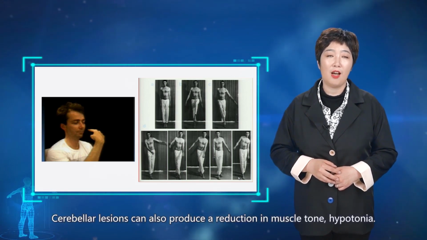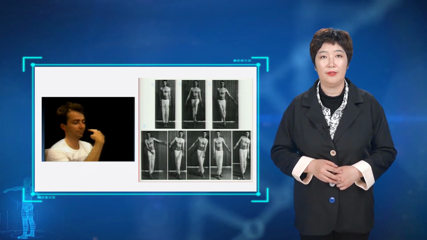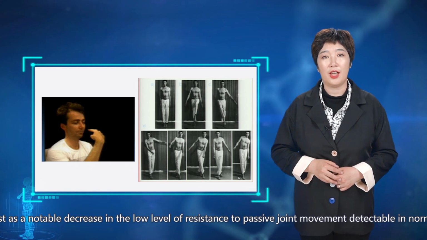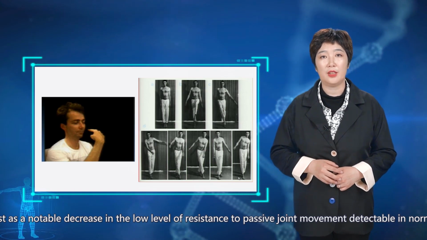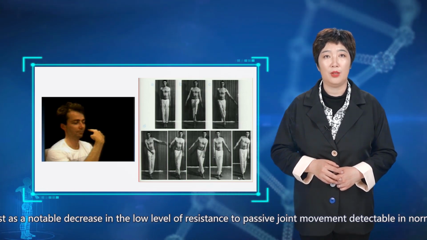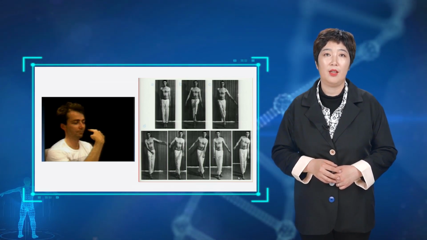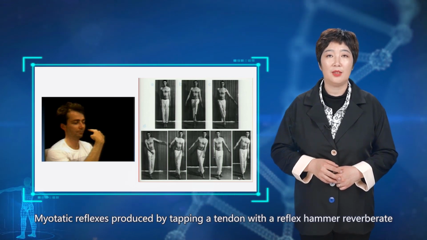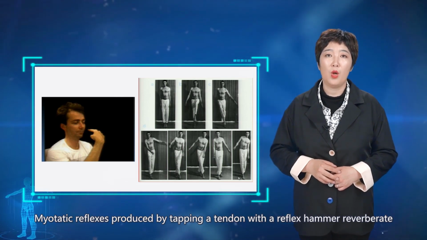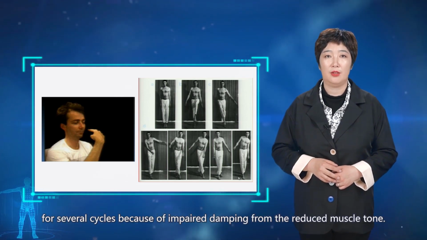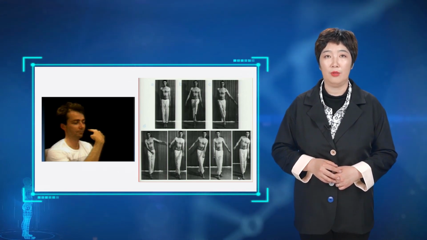Cerebellar lesions can also produce a reduction in muscle tone, hypotonia. This condition is manifest as a notable decrease in the low level of resistance to passive joint movement, detectable in normal relaxed individuals. Myotatic reflexes produced by tapping a tendon with a reflex hammer reverberate for several cycles because of impaired timing from the reduced muscle tone.